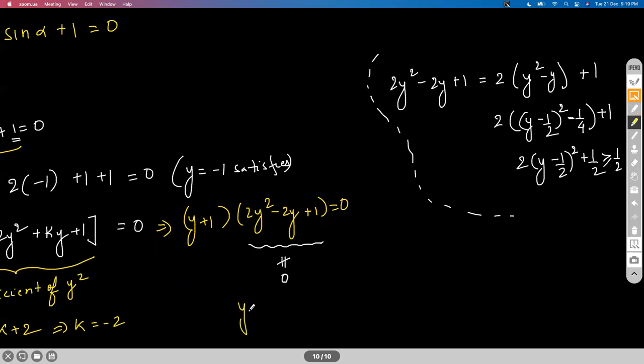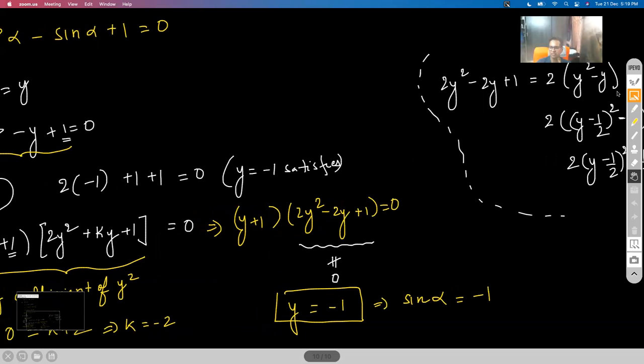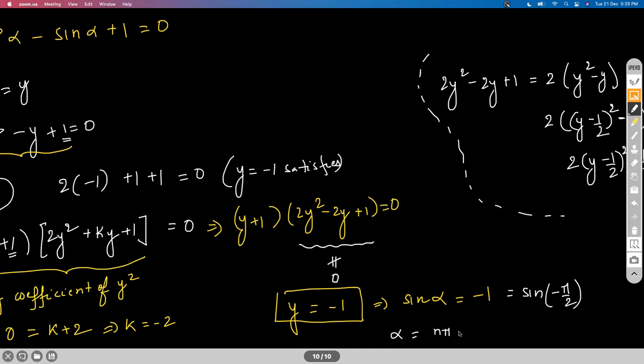So this is the reason why this term can never be 0. And hence the only possibility is y is minus 1. This is the only possibility, which means sine alpha is minus 1. So if sine alpha is minus 1, you can write it as sine of negative pi by 2. So you can write the general solution as n pi plus minus 1 to the power n times minus pi by 2, n being an integer. This becomes your solution to this question.